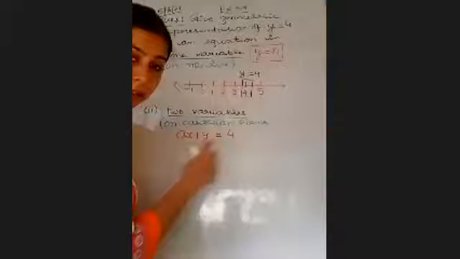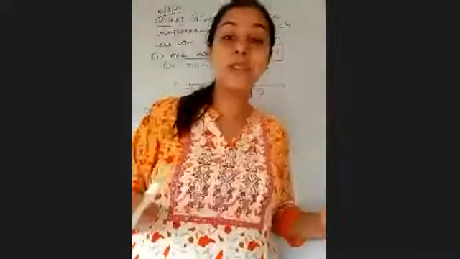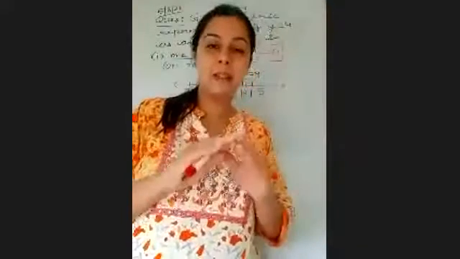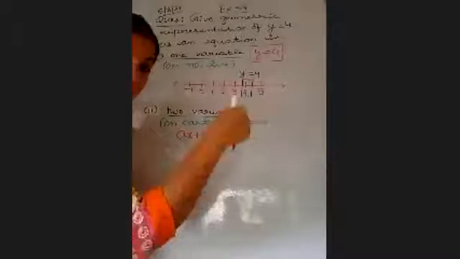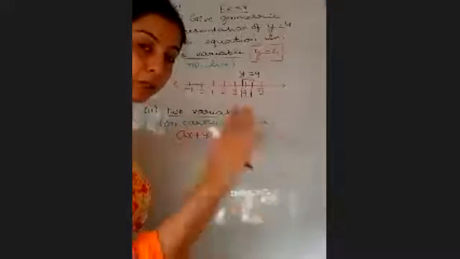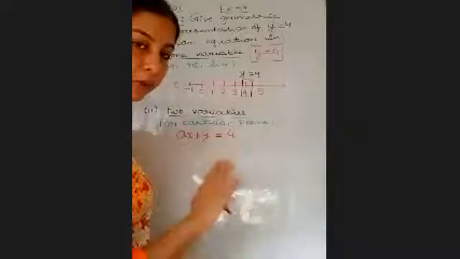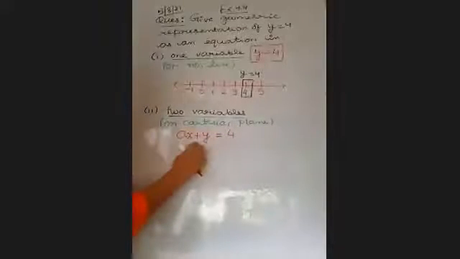We can write it as 0 dot x because if you add 0 to anything, it doesn't change it. So we are writing 0 dot x because the question says two variables. If I need to introduce x, I have to multiply it by 0 so that it doesn't make any changes in the question. So 0 dot x plus y is equal to 4. This is my equation in two variables.